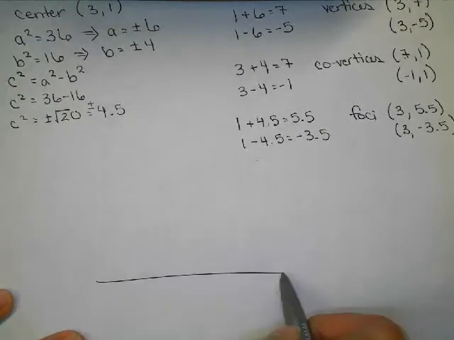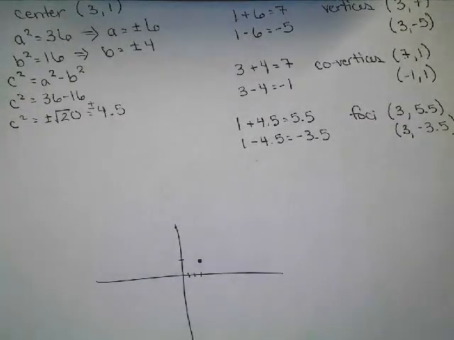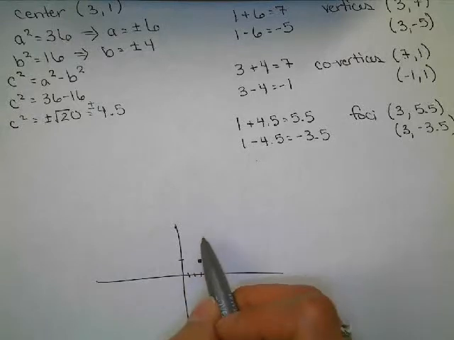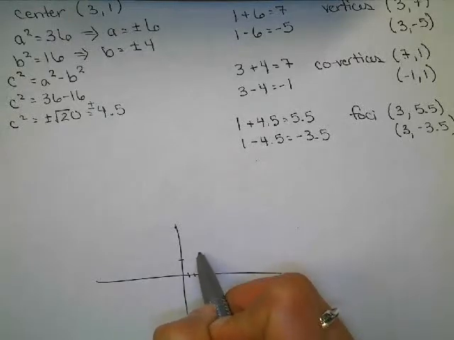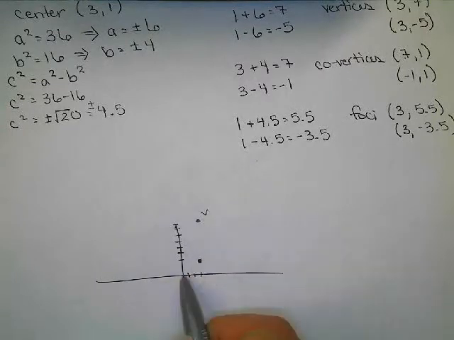Now if I were to graph this, I know my center is at 3, 1, so right here somewhere. Again, I have the coordinate points over here, but if you were using the graph to get the coordinate points, then all you're going to use is what a, b, and c are. From the center, I know I have a vertical major axis, so I would have to go up 6. So I'd be up here somewhere, so that would be a vertex. Then I would go down 6, which would be down here somewhere.